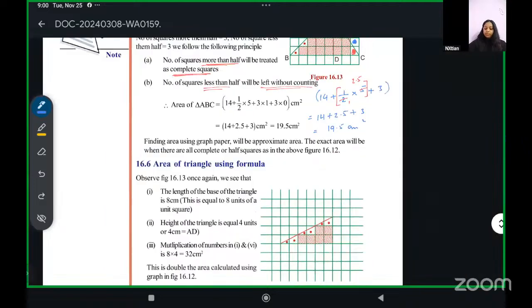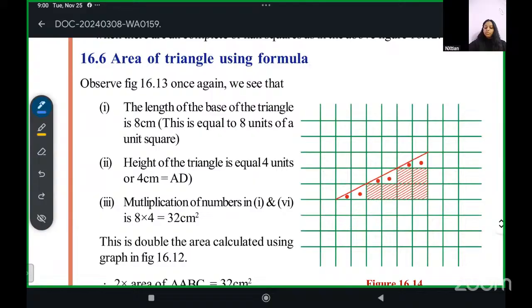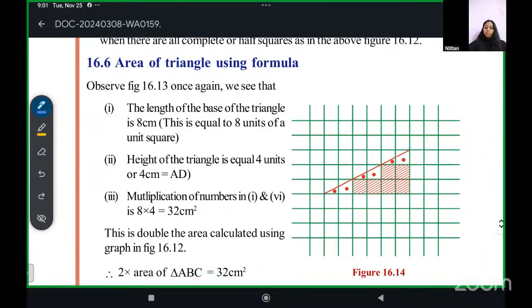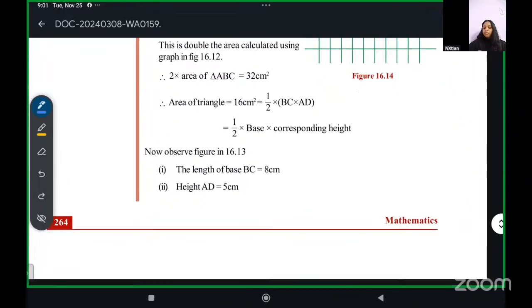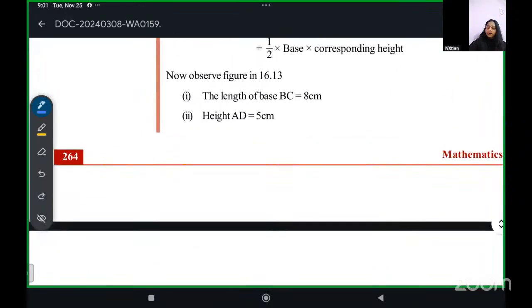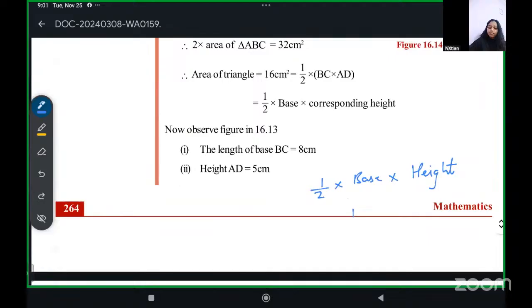Now we will also do it using the formula. The formula for the area of a triangle is half into base multiplied by height. Half into base into height. Like I have explained to you in a triangle, this line is the height.